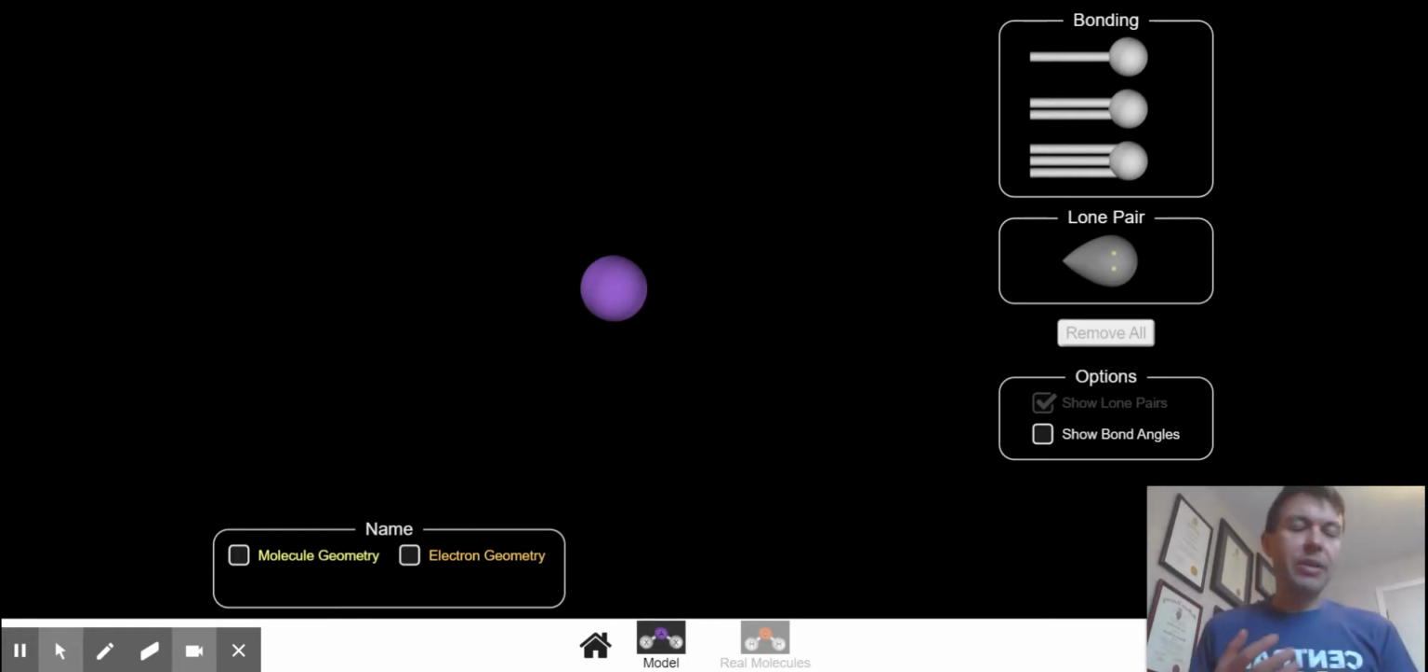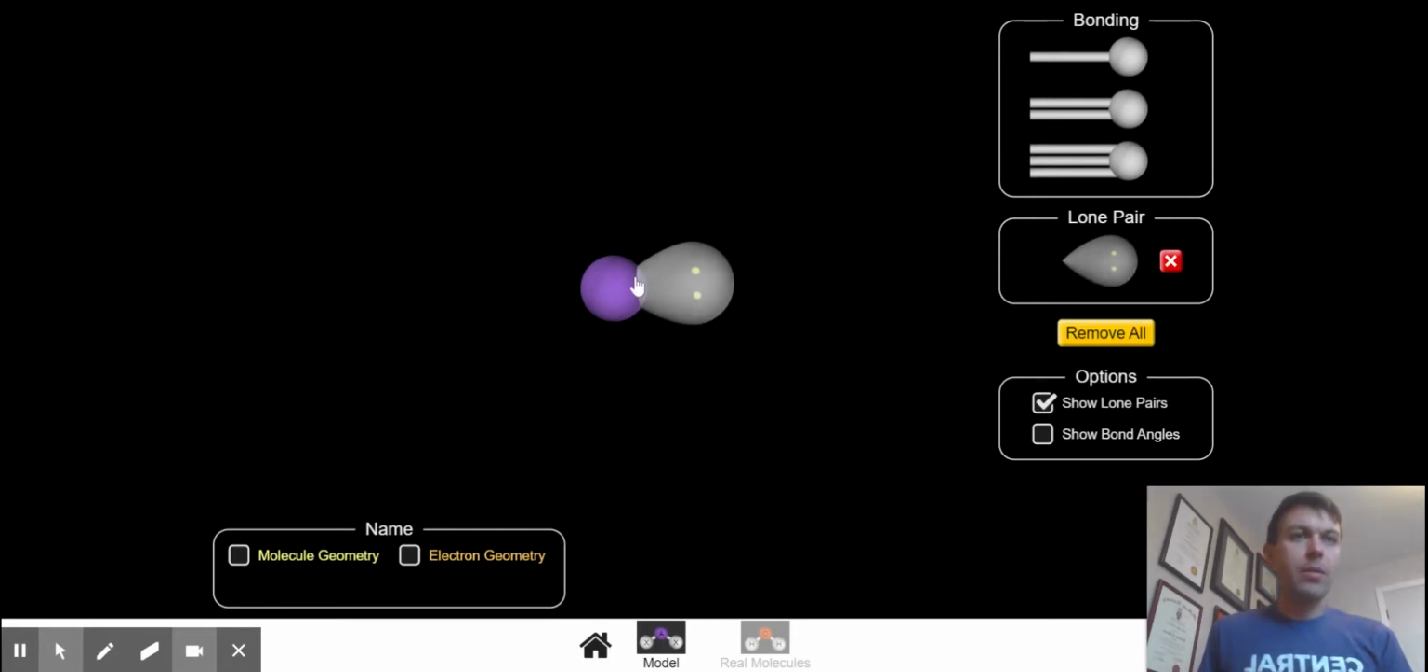What we're going to consider right now is the shape that the electron pairs will take on around the central atom to minimize repulsion. So here's my central atom in purple, and now I'm going to add a lone pair of electrons. We see the pair of electrons there, and the shape there represents the electron cloud. Our first shape here is going to be when we have two lone pairs of electrons about the central atom.